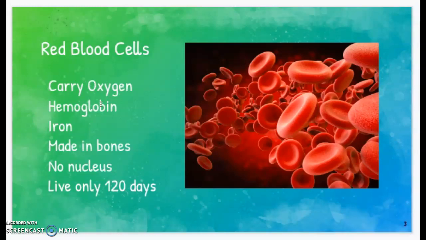Now there's a protein in there called hemoglobin. Hemoglobin is extremely important for carrying the oxygen, but it's actually not even the protein that carries the oxygen. It's just that hemoglobin carries iron, and that's why you need iron in your diet. You need iron for your red blood cells.